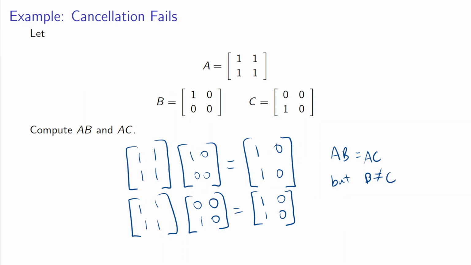And again, this is somewhat unusual if we're thinking about algebra and functions or real numbers. When we multiply two terms like this with real numbers, we have this concept of being able to cancel. So we might think, oh, the A and the A can cancel and we'll just get B equals C. But here's an example showing that that is not the case: B does not equal C, even though A times B equals A times C.